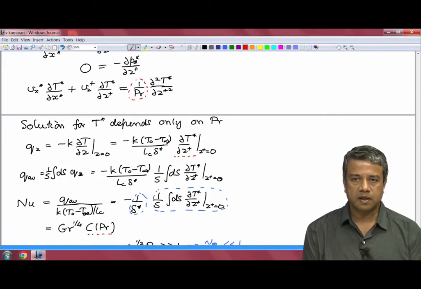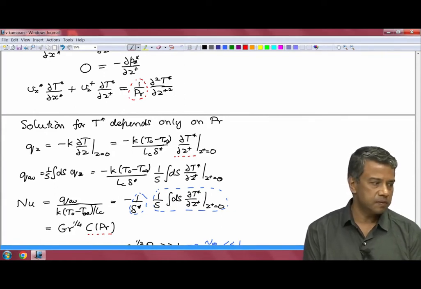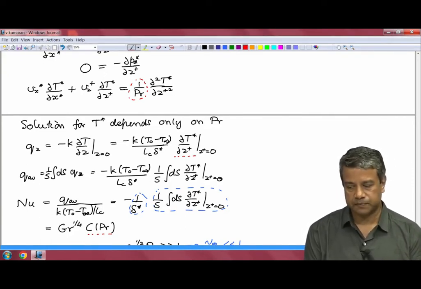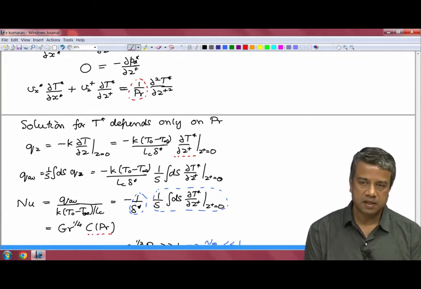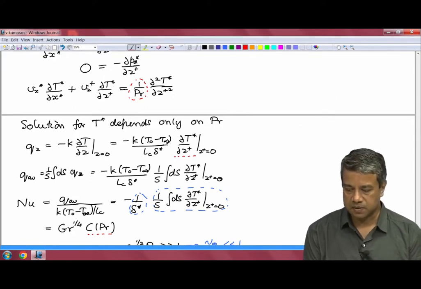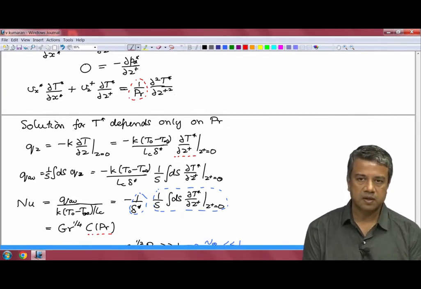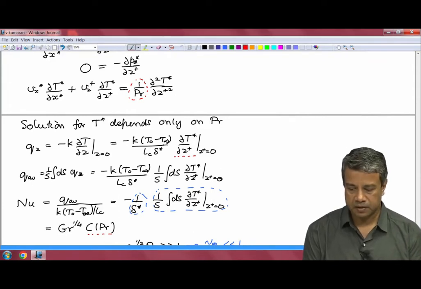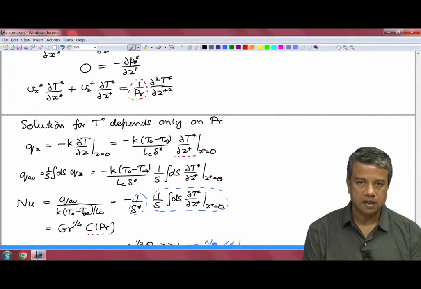The average flux is obtained by integrating this over the entire surface, and since the solution depends only on the Prandtl number, the average flux can depend only upon the Prandtl number and the geometry. That is the only dependence for the average flux. Therefore, the Nusselt number simply scales as 1 over the boundary layer thickness times some constant that depends upon the Prandtl number. Since the boundary layer thickness is Grashof number to the minus 1/4 power, the Nusselt number is proportional to Grashof number to the plus 1/4 power. That gives us the Nusselt number correlation for natural convection.